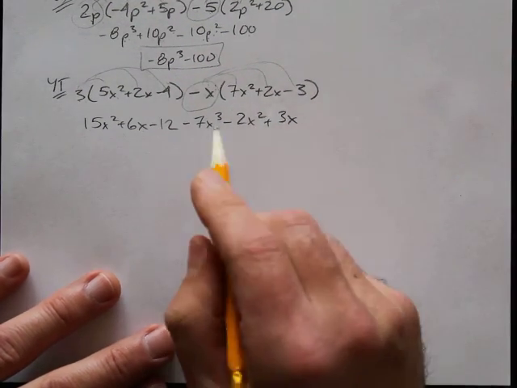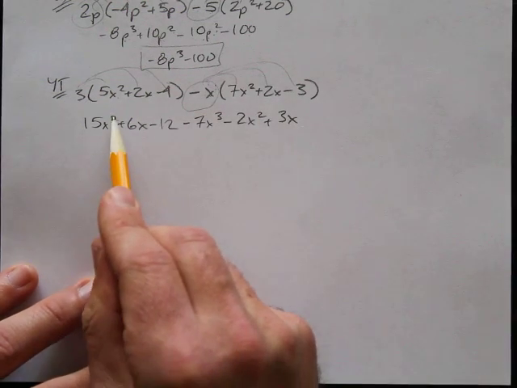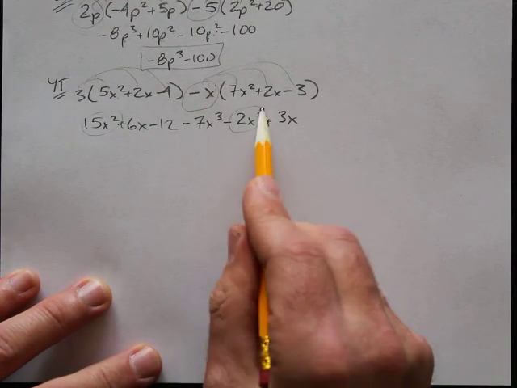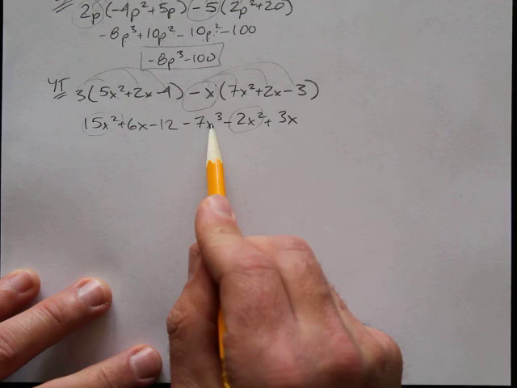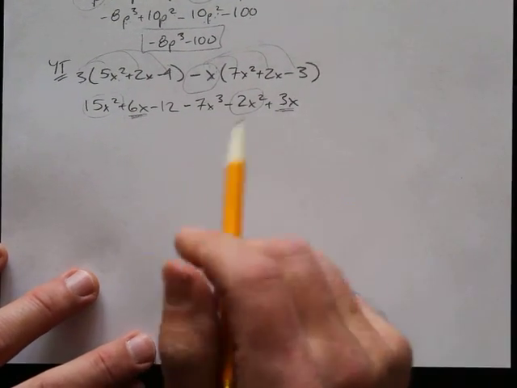All right, now I'm going to look for some like terms. So I've got x squared here and an x squared here. This x cubed is by itself. And then I also have this x and this x. So I've got some like terms I can simplify here.